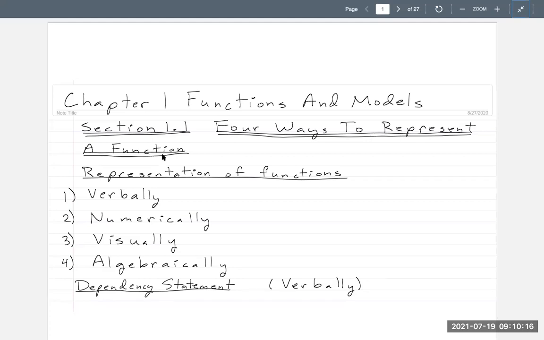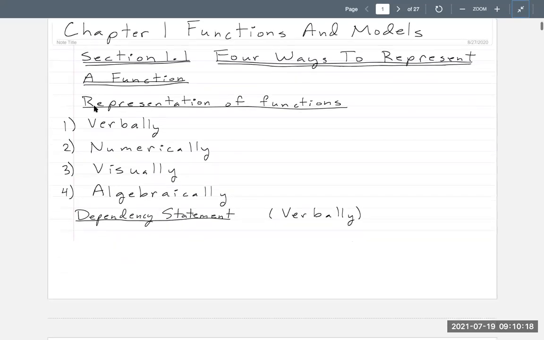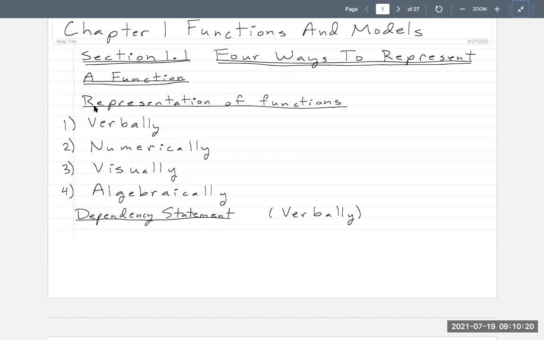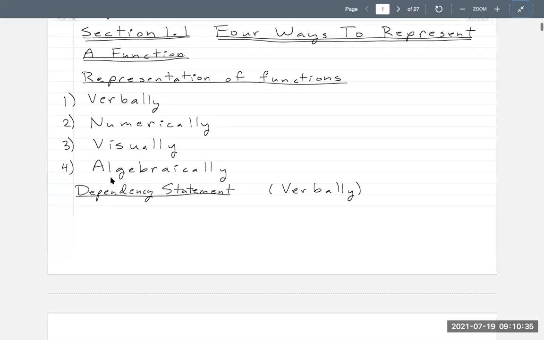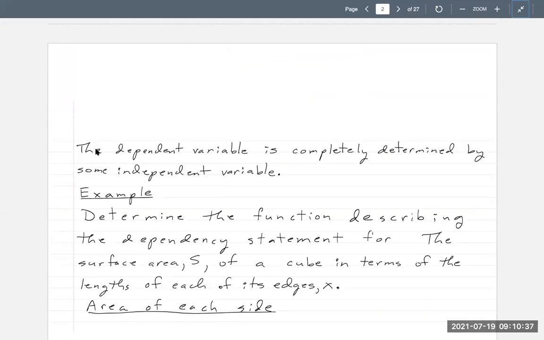4 ways to represent a function. We will represent a function verbally, numerically, visually, and algebraically. So first, let's look at this verbally. The dependency statement. So the dependent variable is completely determined by some independent variable.